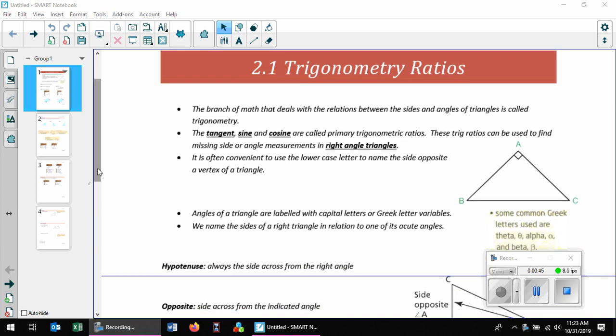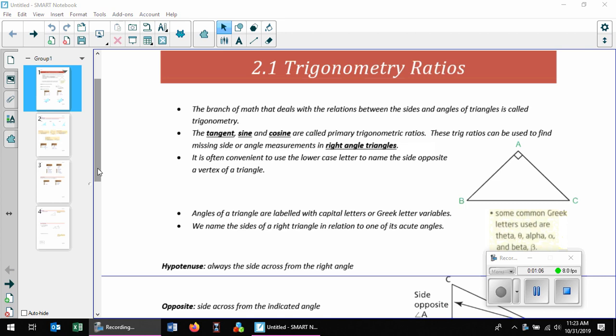Okay, so trigonometry deals with triangles. Sine, cosine, and tangent are the three primary trig ratios. There's three more, but we'll just talk about these three for right now. We are going to use them to find sides and angles. All right, so here's how you label a triangle.